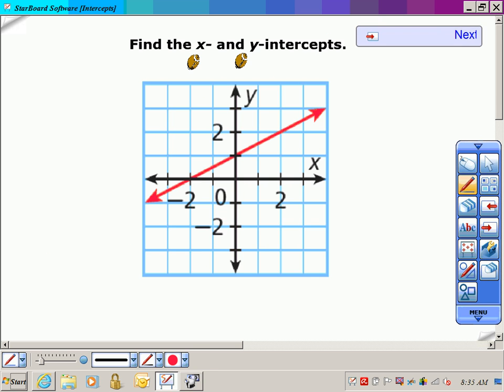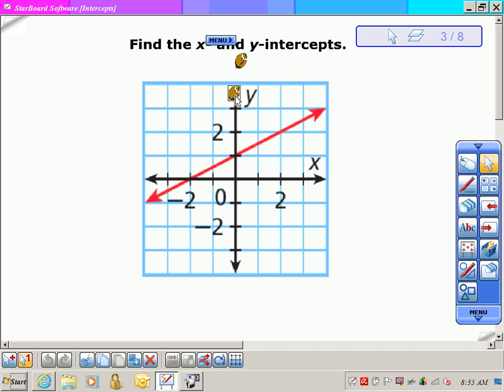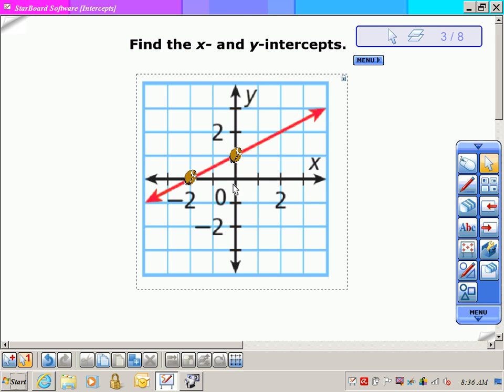The next thing we're going to go over, it says find the x and y intercepts. Here, I'm going to move this football to my x-intercept. So on my x-intercept, where would I move it? Left, left, left. Right there. So my x-intercept is -2. My y-intercept is +1. Very good. And then that line runs straight through those points.